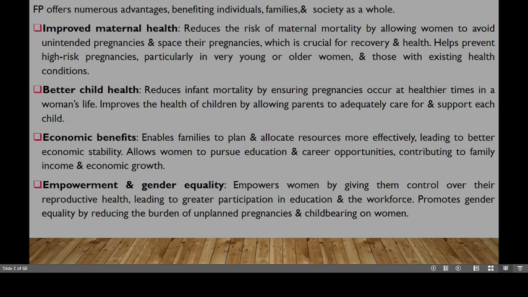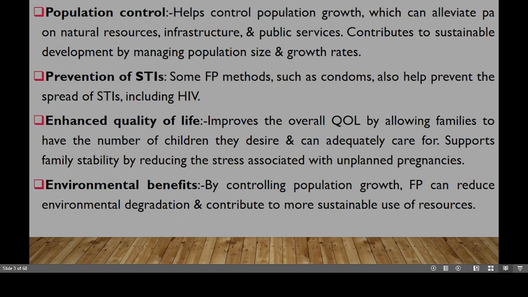Family planning empowers women by giving them control over their reproductive health, and this leads to greater participation in education and workforce. This also helps promote gender equality by reducing the burden of unintended pregnancies and childbearing on women. Family planning also helps control population growth, which can alleviate pressure on natural resources, infrastructure, and public resources. So, this will help contribute to sustainable development by managing population size and also growth rates.